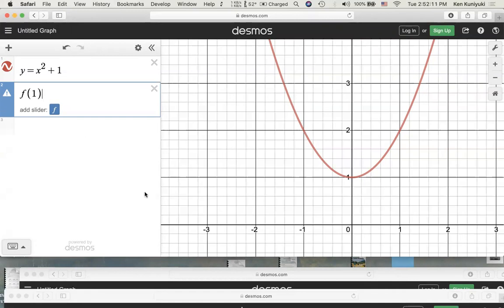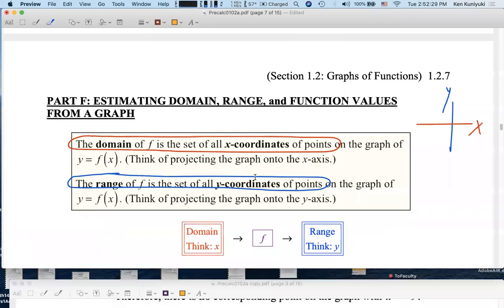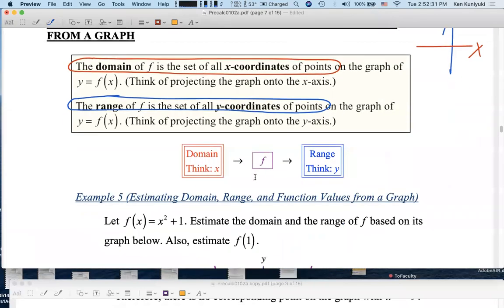And by the way, I say estimate because who knows? Maybe the y-coordinate here is 0.99. Well, no, it does turn out to be 1. We have a y-intercept at (0, 1), but I say estimate because, well, not everything's an integer. This is 1. All right. That's the graph of y equals x squared plus 1, by the way.